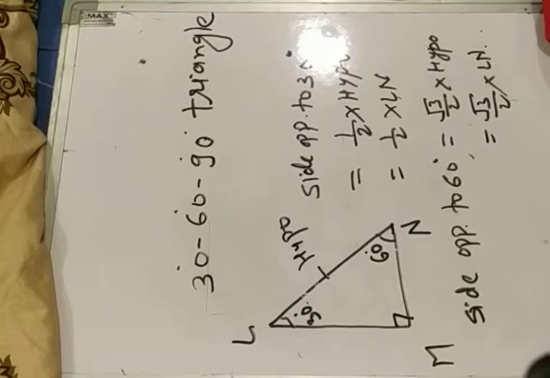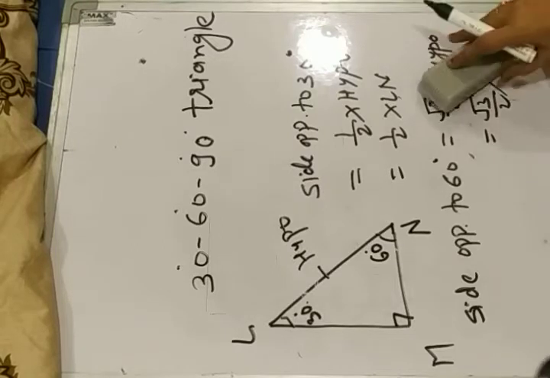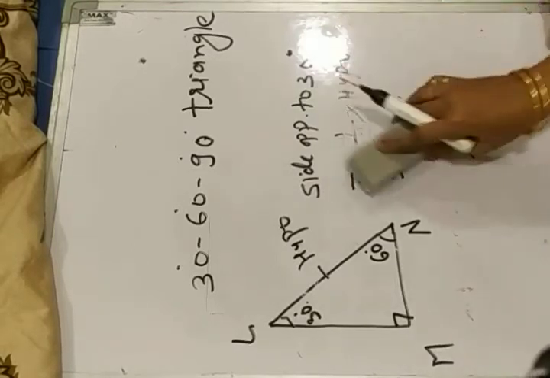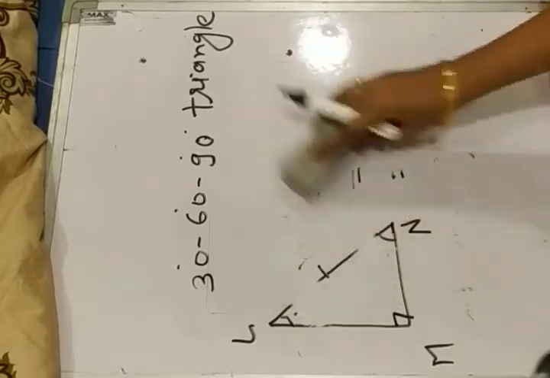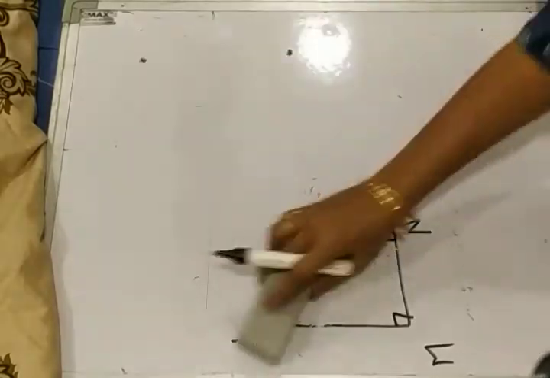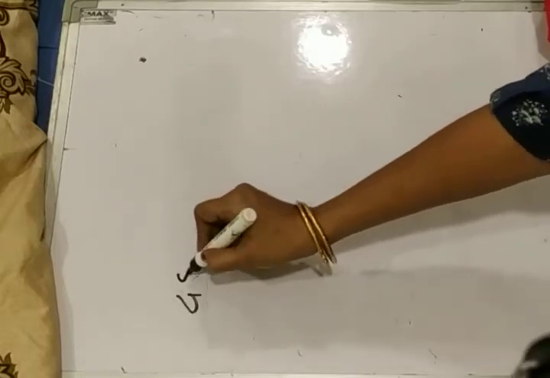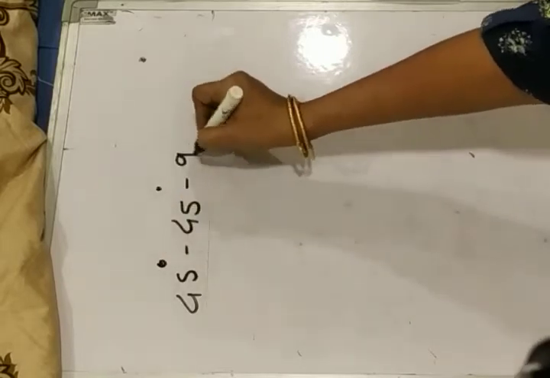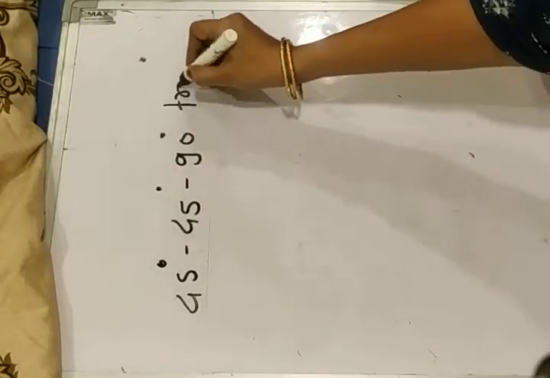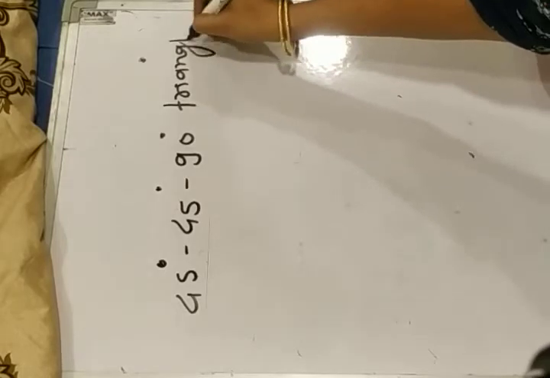So this is the 30, 60, 90 degree triangle property. And property number two is the 45, 45, 90 degree triangle. So this is again a right angle triangle. One angle is 45 and the other acute angle is also 45. Property of the 45, 45, 90 degree triangle.